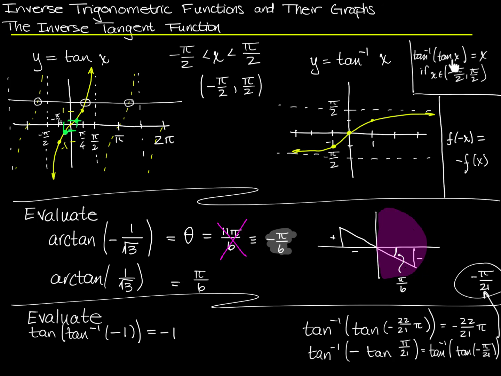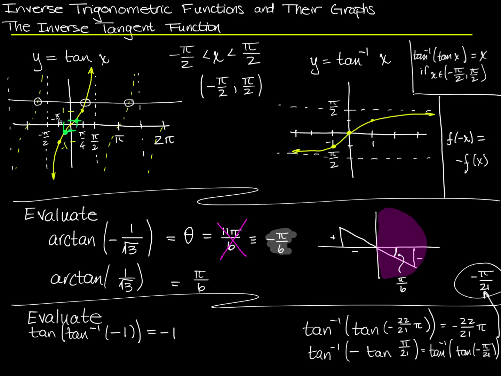Let me go back. We had to use a different domain restriction for sine inverse of sine than we did for sine of sine inverse. We had a different domain restriction for cosine inverse of cosine than we did for cosine of cosine inverse. So the question is, do we have different domain restrictions for tan inverse of tan than we do for the tangent of tangent inverse? And the answer is yes. Just like sine and cosine, we have different domain restrictions, or different domains, I'll put it that way.